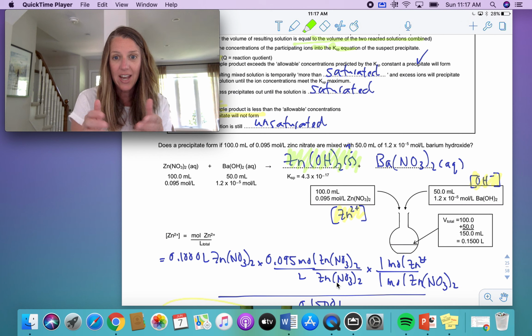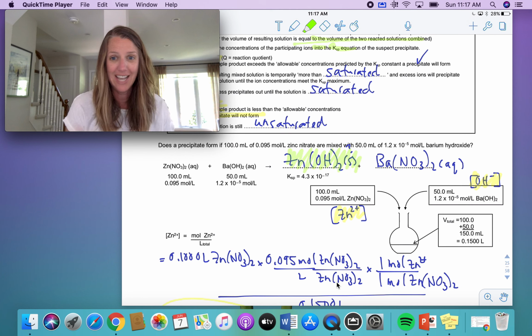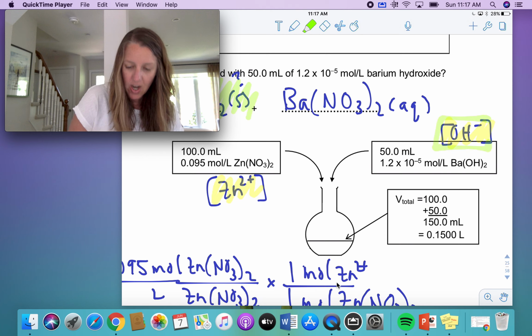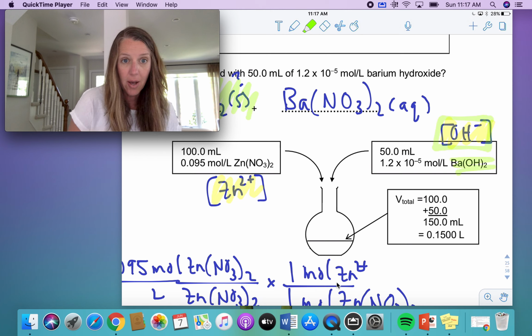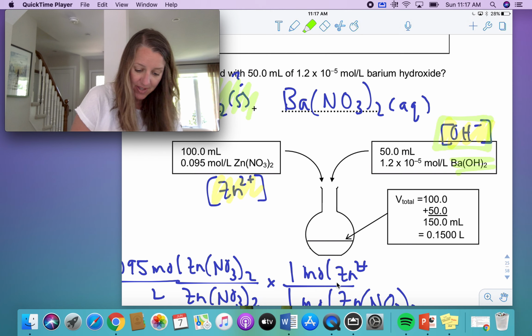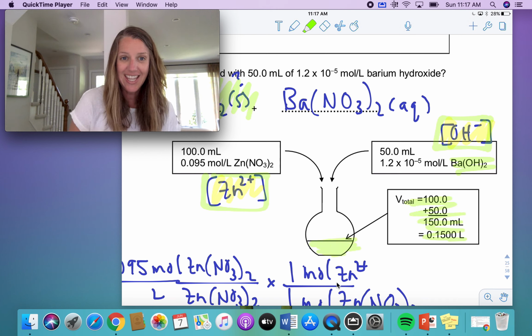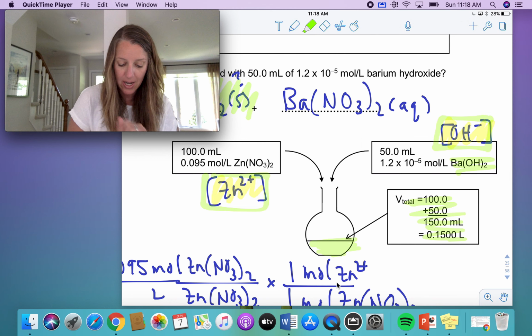We just ignore the barium nitrate. It's not doing anything, right? It's completely soluble, so if you were to calculate that, it's not answering any part of this question. So here's your picture. You get your hydroxide ion concentration from the barium hydroxide, and you get your zinc ion concentration from the zinc nitrate. But the only trick, remember, is that when you're calculating the concentrations of the two solutions mixed together, you're using the total volume.